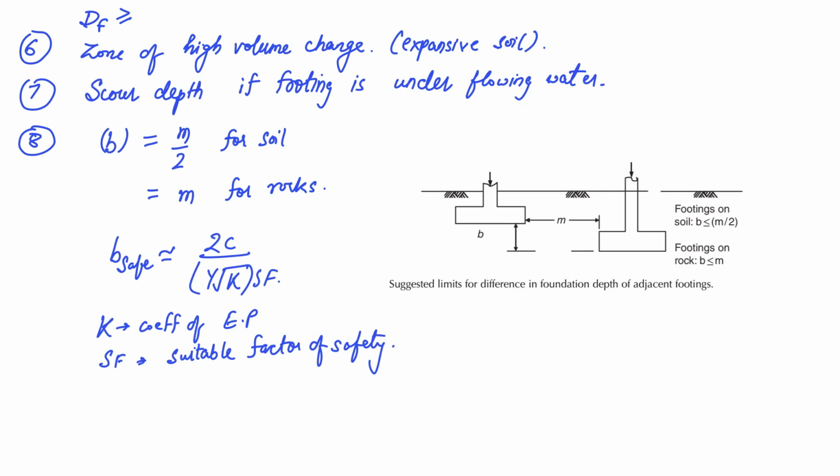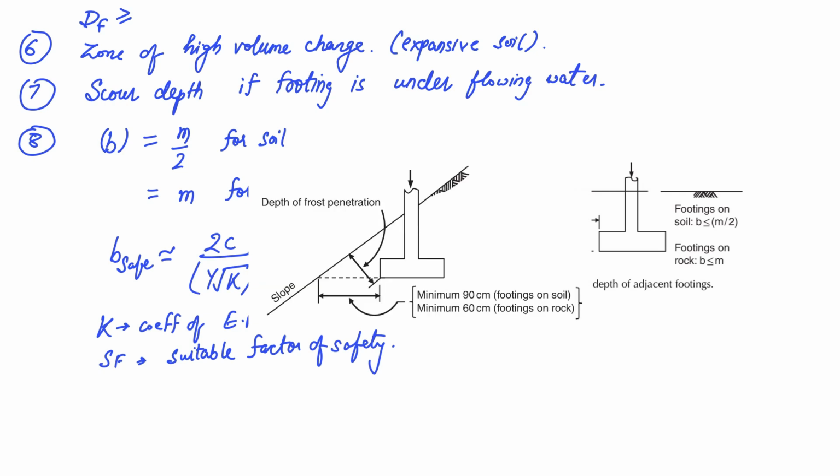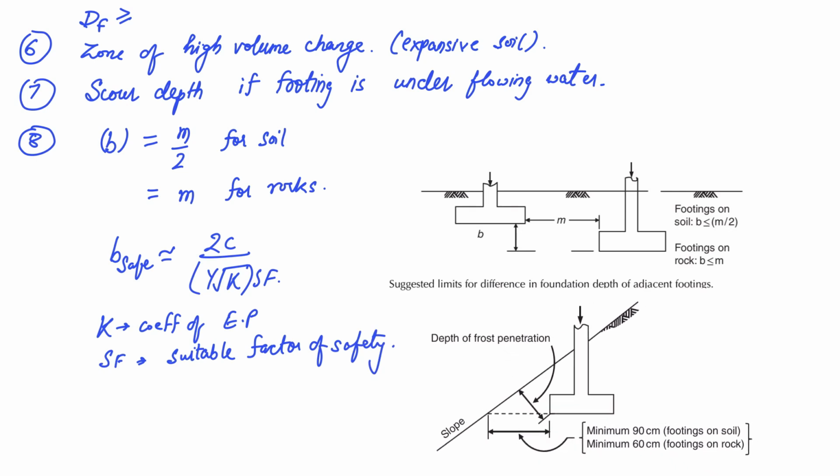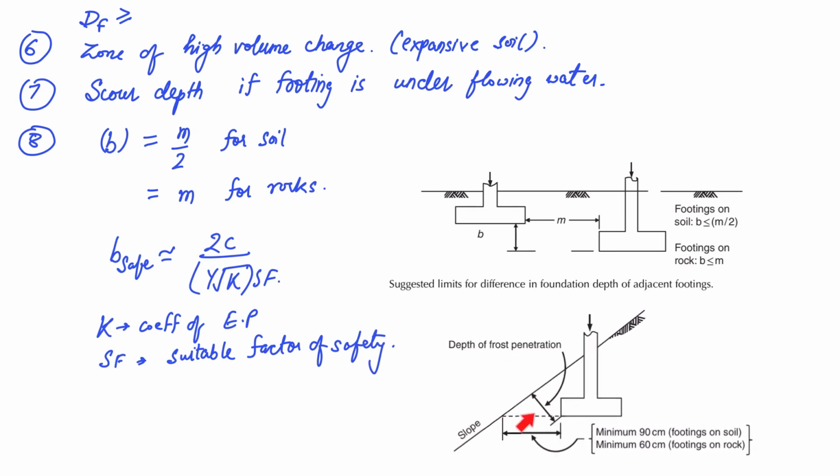Apart from that, footings on the sloping ground should have sufficient edge distance of about 1 meter, that I have already shown you in the previous diagram. Here let me show you that diagram again. So here you can see in this particular diagram that the distance from the slope should be at least around 1 meter, and it is kept as a minimum of 90 centimeter for the footings on soil and around 60 centimeter for the footings on rock.